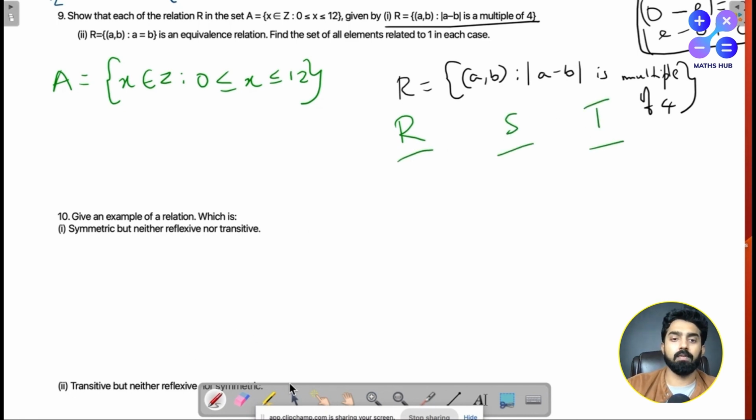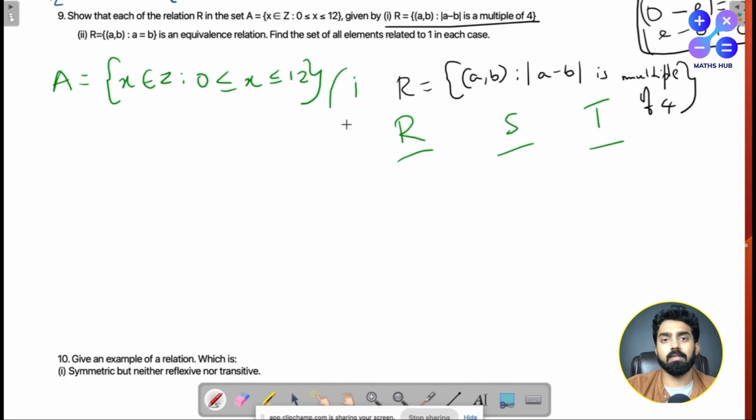So let's go with the first question. Reflexive, symmetric, and transitive for the first relation, right? And this is the set. The set is the set of all integers between 0 and 12, right?